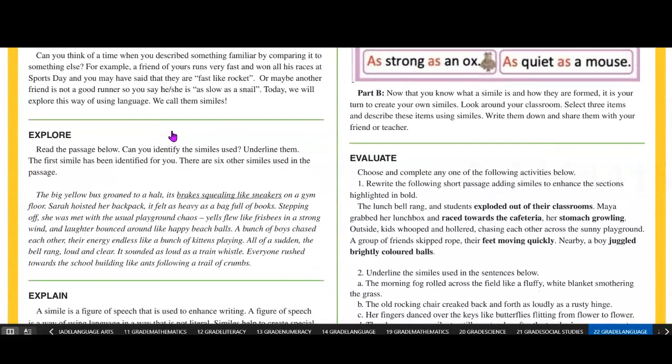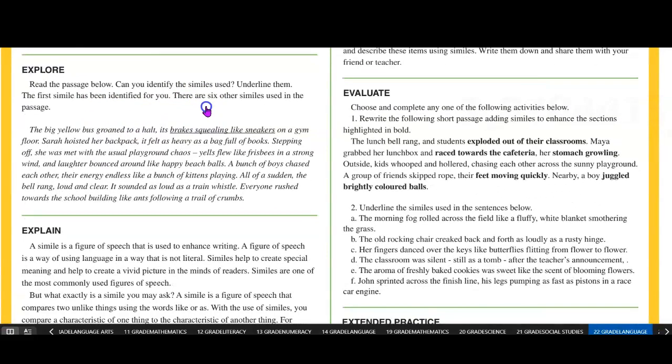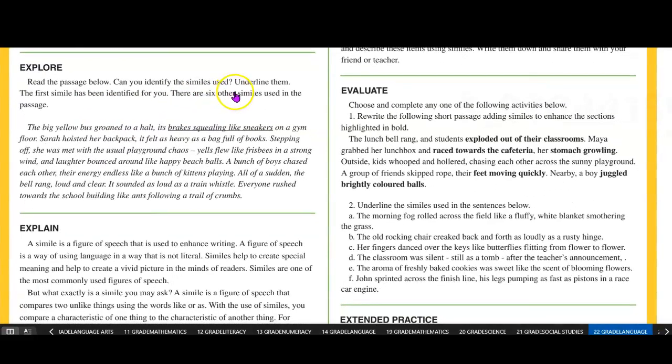We call them similes. Read the passage below. Can you identify the similes used? Underline them. The first simile has been identified for you. The big yellow bus ground to a halt. Its brakes squealed like sneakers on the gym's floor. Sarah hoisted her backpack. It felt as heavy as a bag full of books.